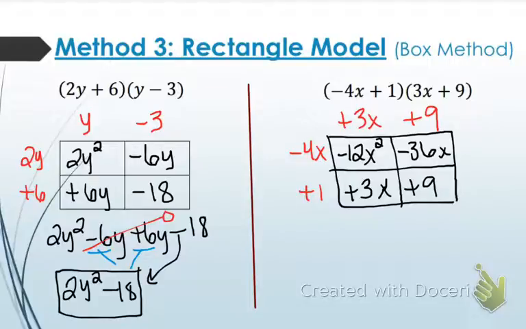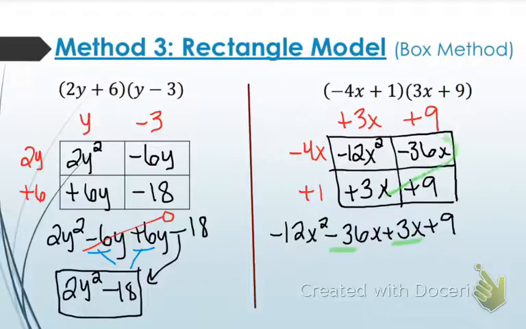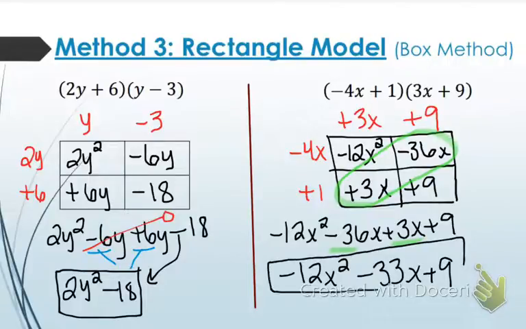Okay. So, I'm going to rewrite the results I got in standard form. And I'm going to combine my two like terms, which are negative 36x and positive 3x. And as you can see, it's the two numbers that we have diagonally. Okay, so simplifying, this gives us negative 12x squared minus 33x plus 9. And that is our final answer. So not bad for the box method.